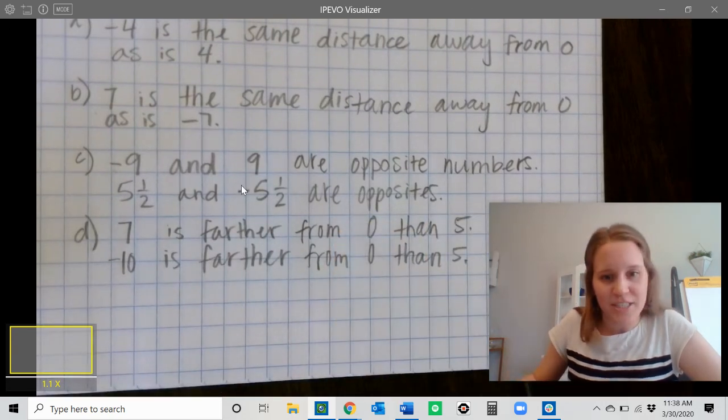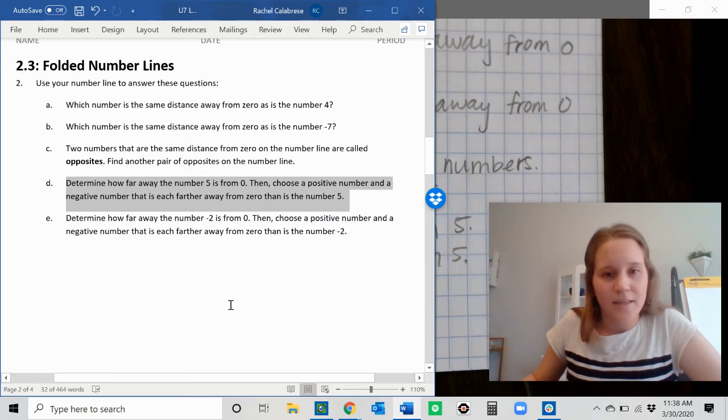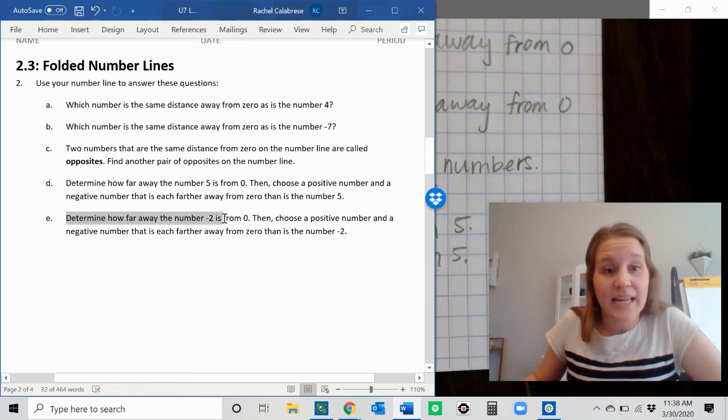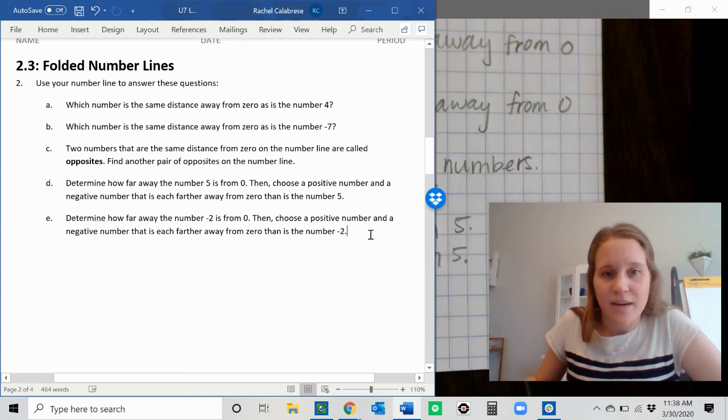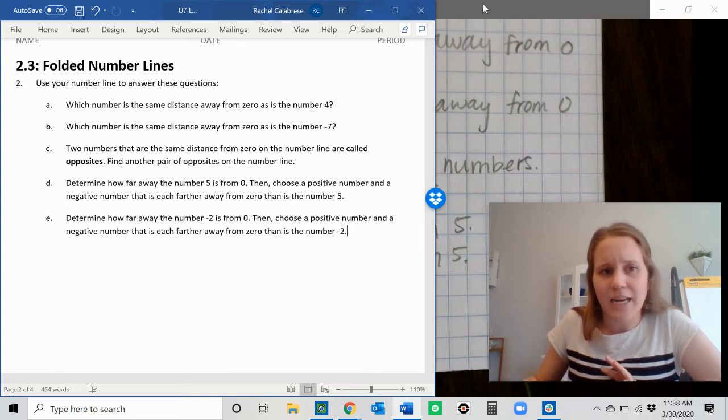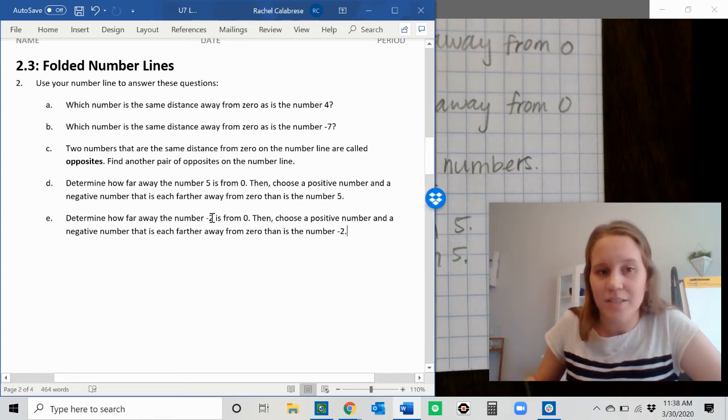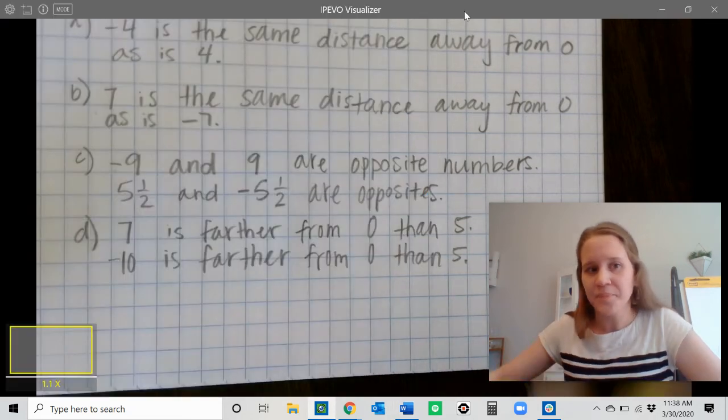Alrighty, last question, team. E. Determine how far away the number -2 is from 0. Then choose a positive number and a negative number that is each farther away from 0 than the number -2. Okay, so same style of question, just instead of 5, we're starting with -2. No problem. Let's go ahead.